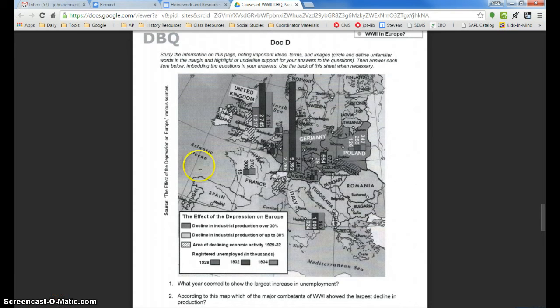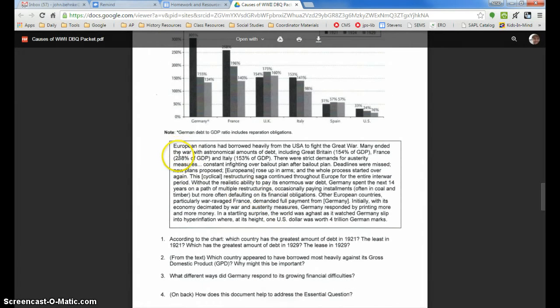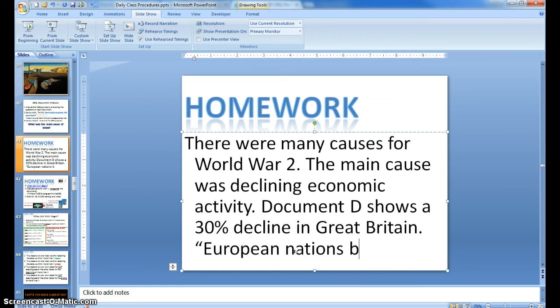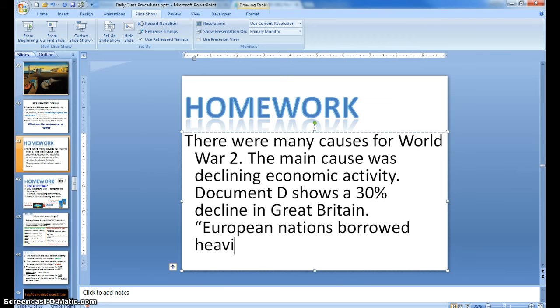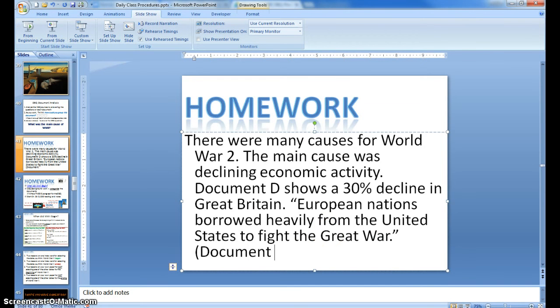So this isn't the best example to show you, but if I was going to give an exact quote, for instance, let's say I use this: European nations had borrowed heavily from the USA to fight the Great War. And I want to quote that, I would say, European nations borrowed heavily from the United States to fight the Great War. And this is from document C, so what I'm going to do is put in parentheses, since I've quoted word for word, document C.